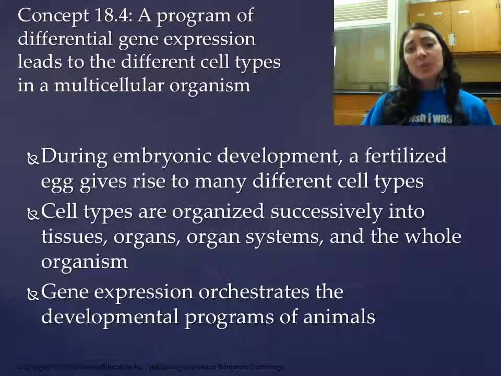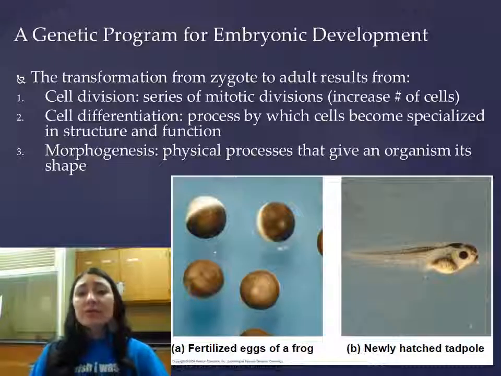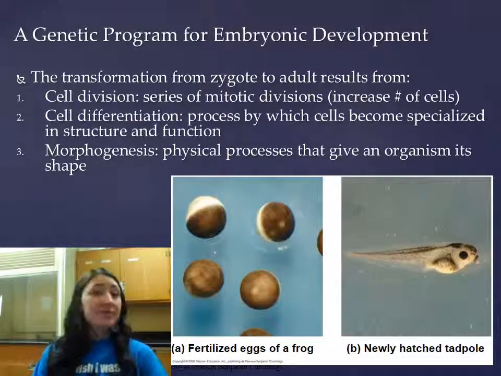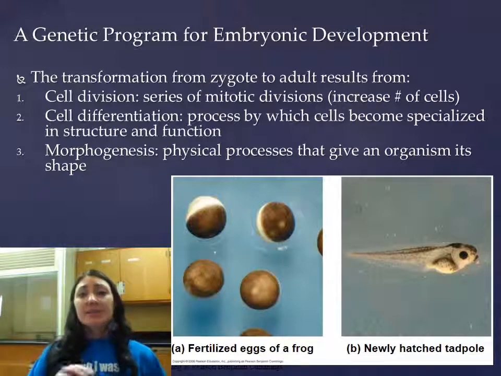Gene expression is what orchestrates this development, and it says which genes are going to be turned on at which time in embryonic development. So it's this really coordinated, concerted effort to make sure that the organism has the correct body plan. In order to get from a zygote to an adult of any organism, you're going to have cell division. So you're going to need a series of mitotic divisions just to increase the number of cells so that you have more cells and you add to those cells.